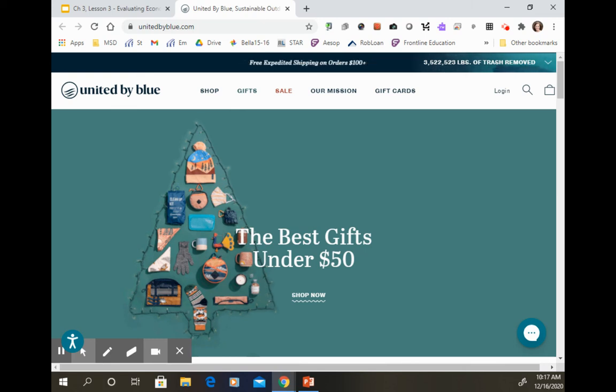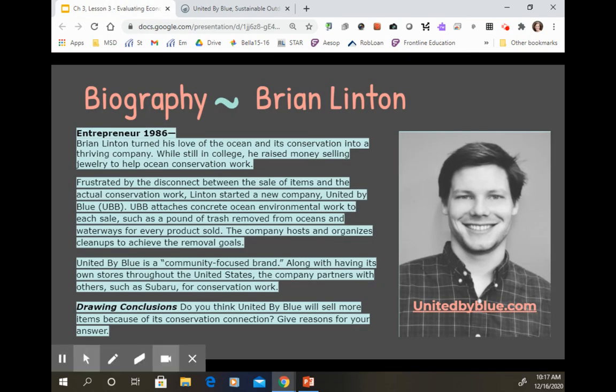And then for every, I don't know how many dollars you spend, they remove trash from the ocean. So they've removed over 3.5 million pounds of trash from the ocean. So they take some of the money that they make and they go out into the ocean and they collect trash. So I just thought it was a really cool company. But then the other really cool thing is that this guy started it when he graduated from college, and now he's probably making a lot of money. So it just kind of shows you that as an entrepreneur in America, there's a lot of things you can do.